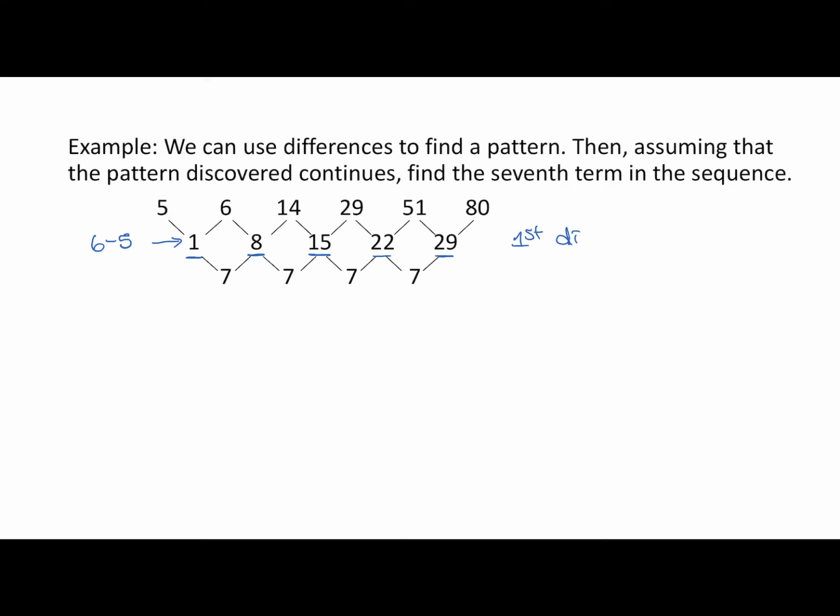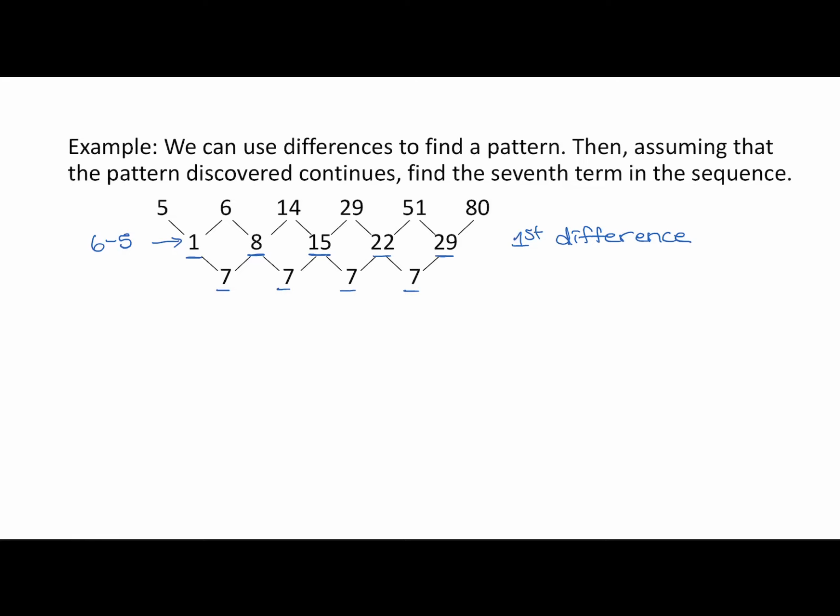And I could do that again. And if I do that again, you can see that the difference of each of those is found to be the same, right? The difference of each of these is 7. 8 minus 1 is 7. 15 minus 8 is 7, and so on. This first difference is an arithmetic sequence. It's an arithmetic sequence with common difference 7.